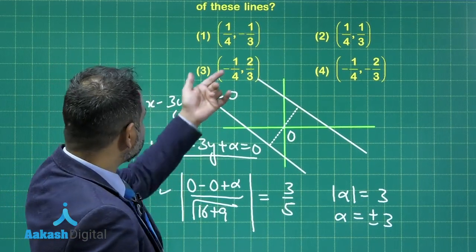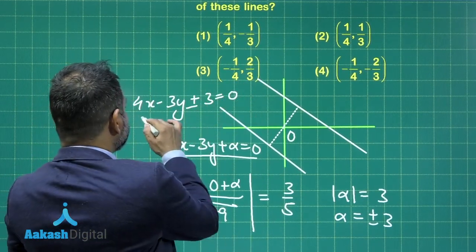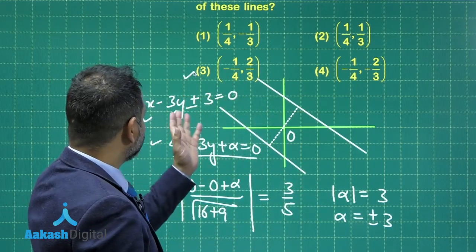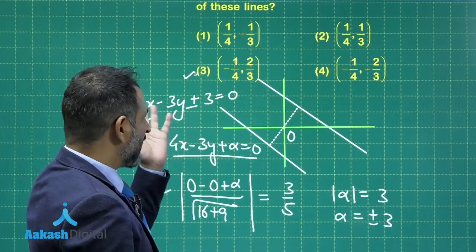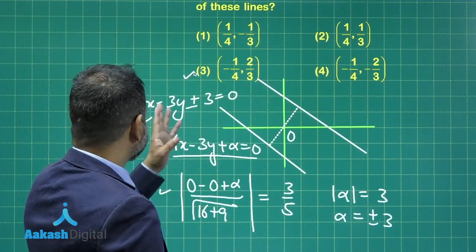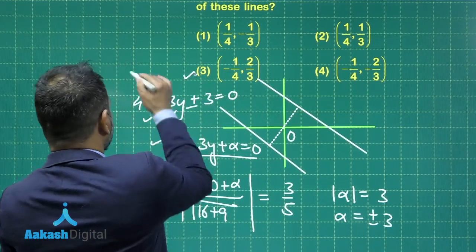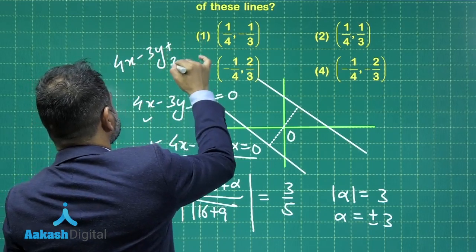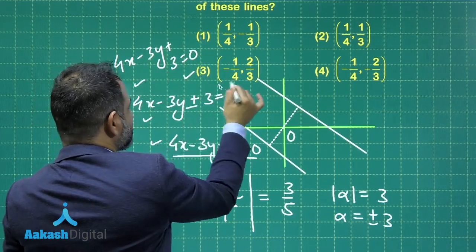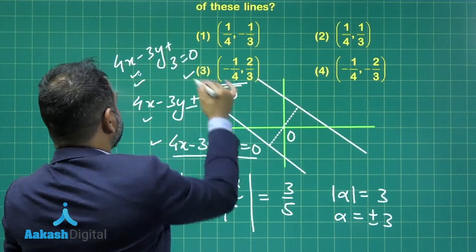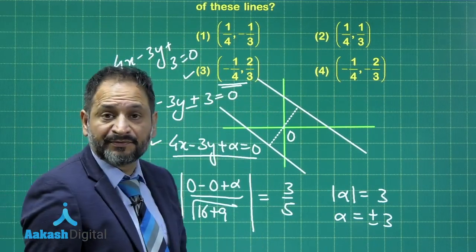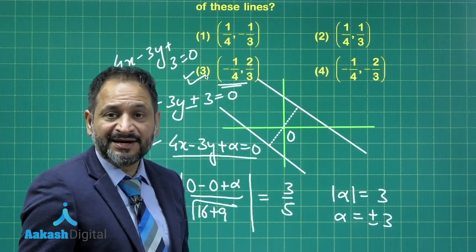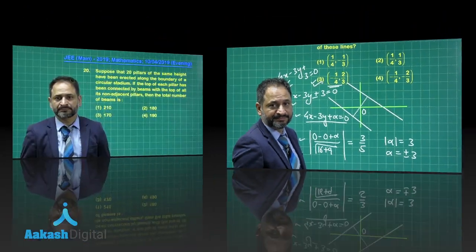So if you check these 4 points in these lines, you will see third is the correct option, which will be satisfying one of these lines, and the line which is satisfied by this point is 4x minus 3y plus 3 is equal to 0. You can straight away check this point, and you will get the left hand side equal to 0. So third is the correct option. Let's move to the next problem.